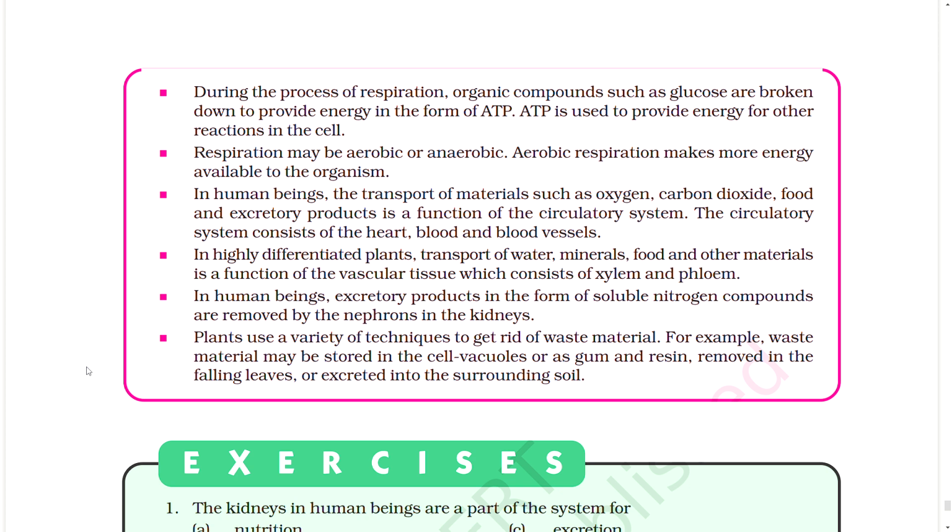In human beings, excretory products in the form of soluble nitrogen compounds are removed by the nephrons in the kidneys. Plants use a variety of techniques to get rid of waste materials. For example, waste materials may be stored in the cell vacuoles or as gum and resin, removed in the falling leaves or excreted into the surrounding soil.